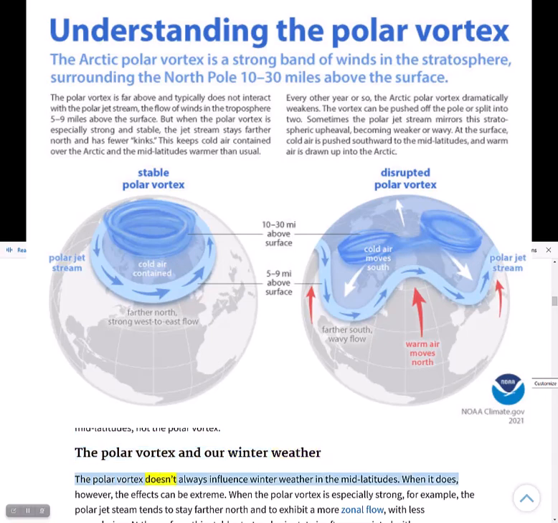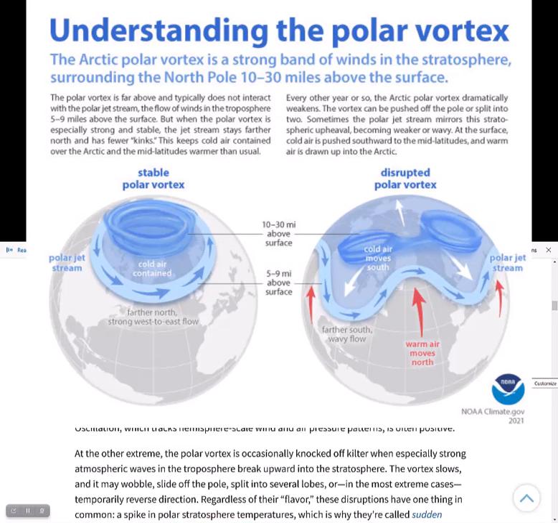The polar vortex and our winter weather. The polar vortex doesn't always influence winter weather in the mid-latitudes. When it does, however, the effects can be extreme. When the polar vortex is especially strong, for example, the polar jet stream tends to stay farther north and to exhibit a more zonal flow, with less meandering. At the surface, this stable stratospheric state is often associated with an even colder than usual Arctic, and milder than usual weather in the mid-latitudes. The Arctic oscillation, which tracks hemisphere-scale wind and air pressure patterns, is often positive.